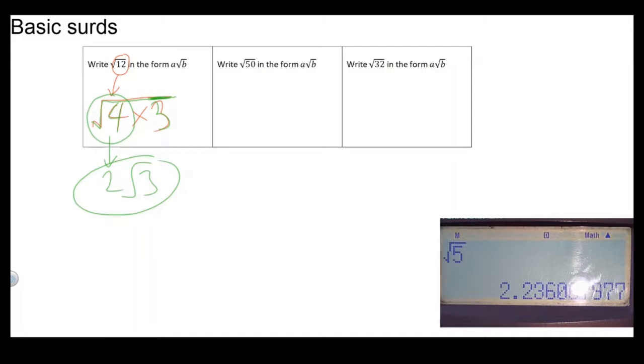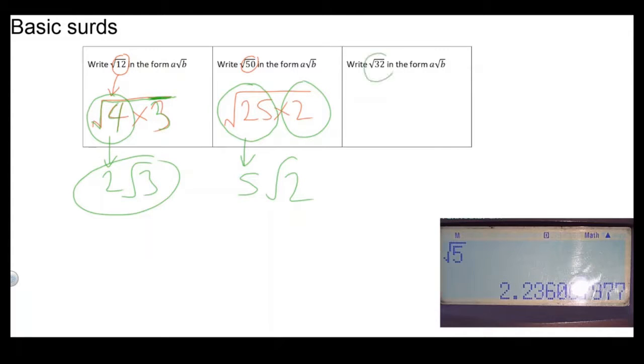Right, next question, root 50. What two numbers multiply together to give you 50? But the first number you think of has to be a square number. So that's going to be 25. 25 is a square number times 2. Square root of 25 you can do. That's just 5. And that's just going to be root 2.